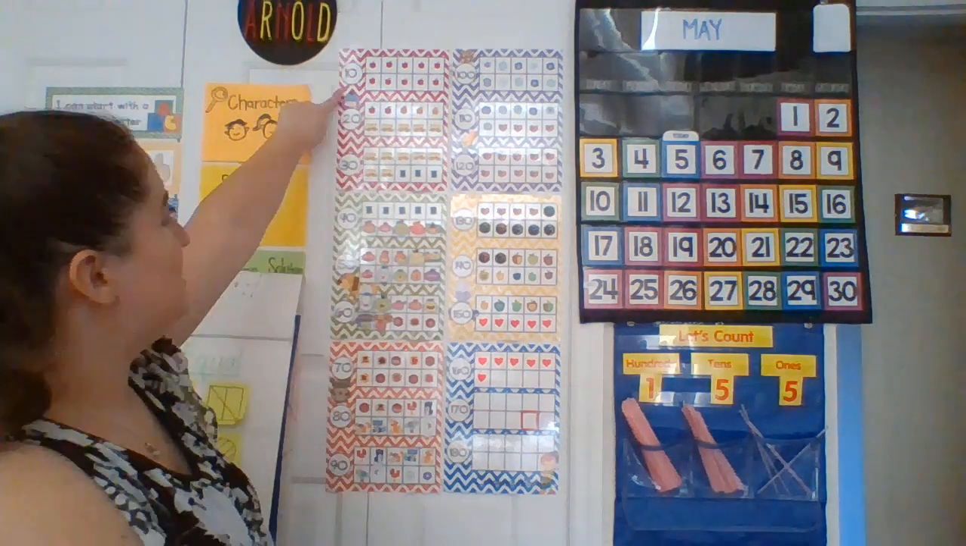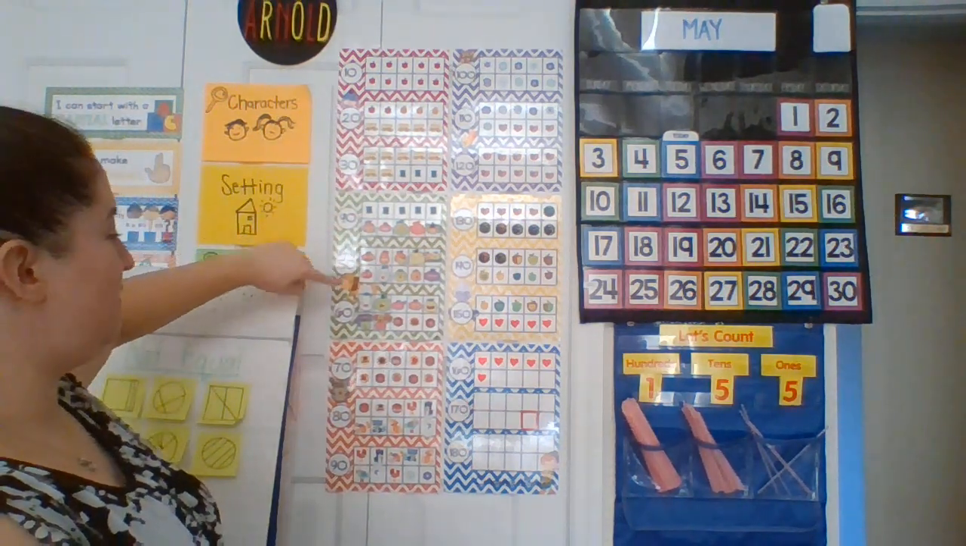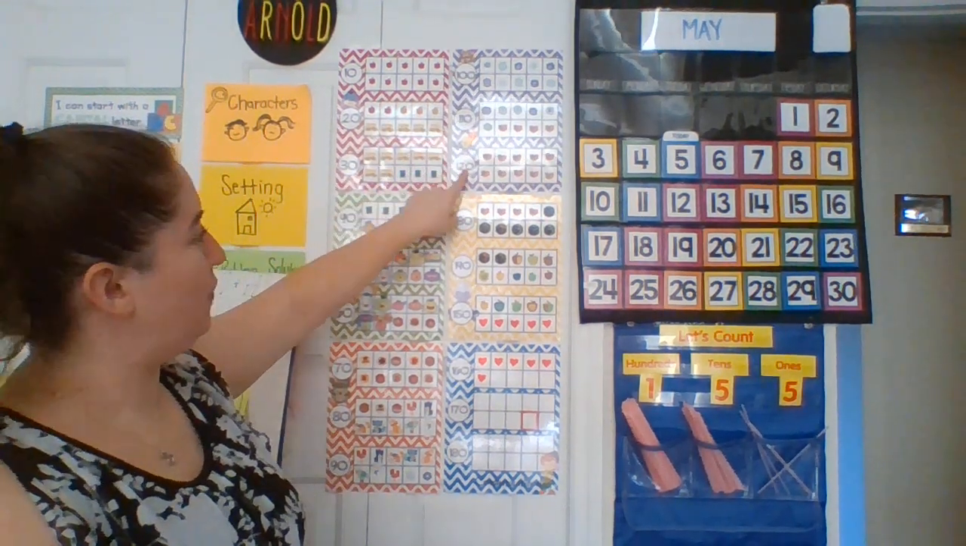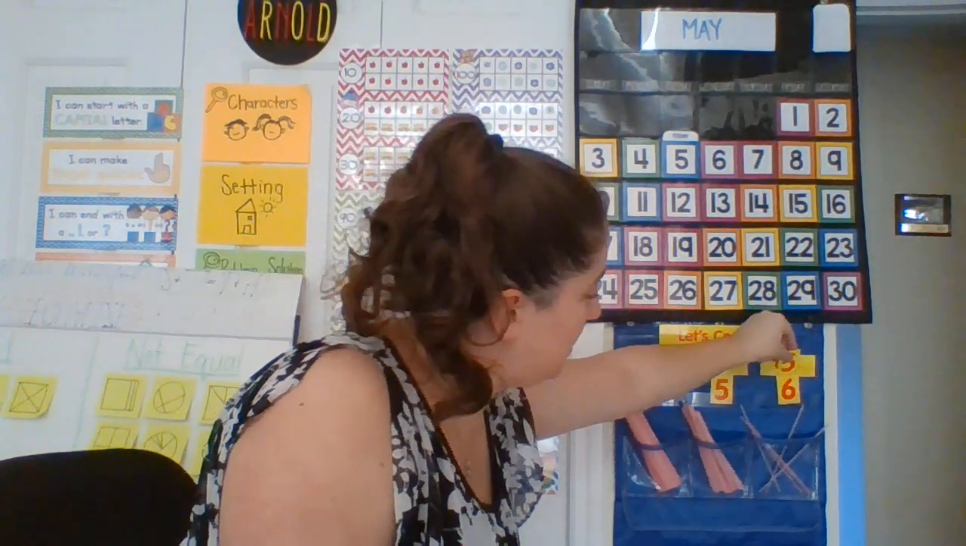Ready? Here we go. 10, 20, 30, 40, 50, 60, 70, 80, 90, 100, 110, 120, 130, 140, 150, 151, 152, 153, 154, 155, 156. Great job. We're going to add our straw right over to here, which makes this become a 6. And now it reads 156 together, doesn't it?